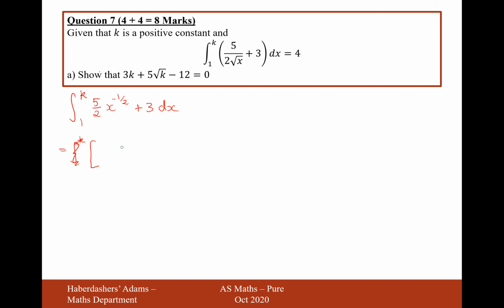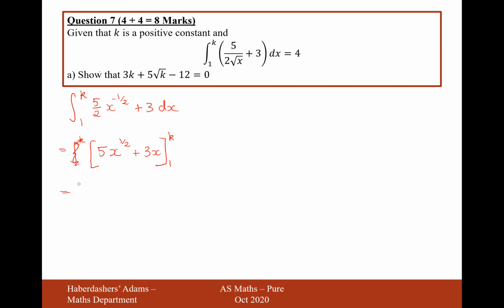So it's going to be the integral of, now you increase the power by 1, so I'll increase it to a half, and then you divide by the new power. So if we divide by a half, that's the same as times by 2, so it's going to be just 5 now. And then 3 is just going to turn into 3x. So it's going to be from 1 to k.